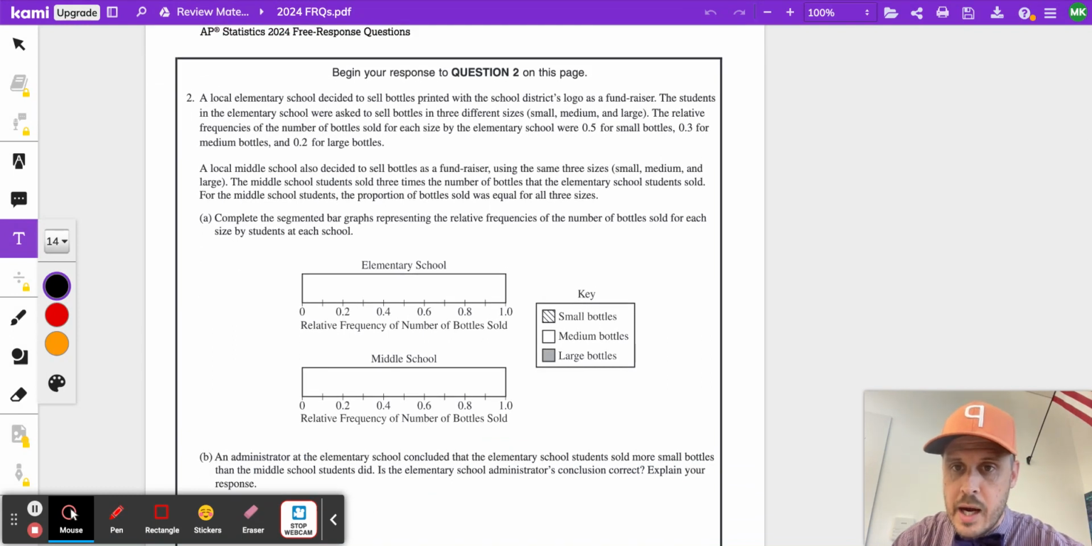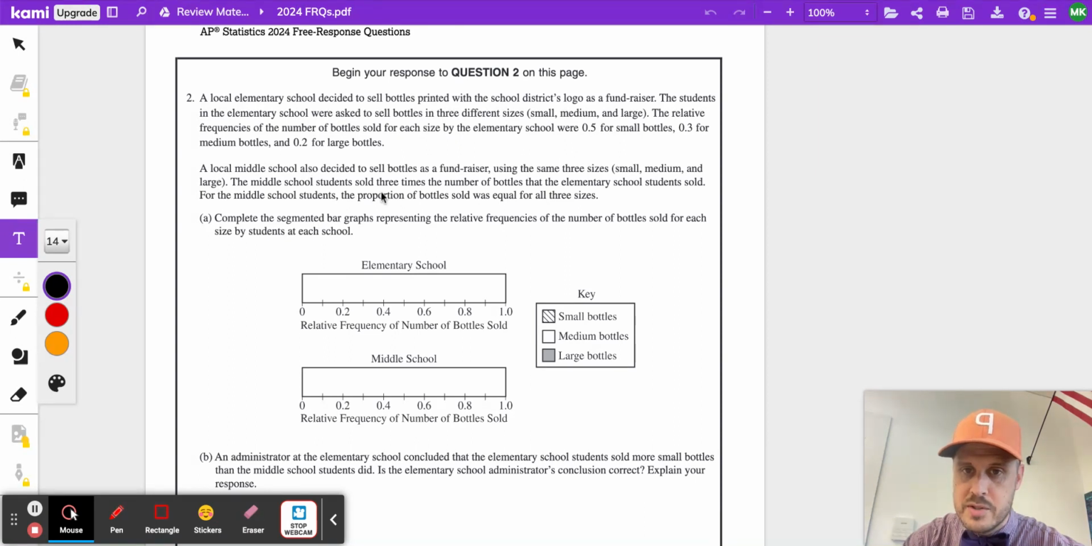Elementary school wants to sell bottles printed with the school district's logo as a fundraiser. The students in elementary school were asked to sell bottles in 3 different sizes. The relative frequencies for the elementary school were 0.5, 0.3, 0.2. So 0.5, 0.3, 0.2, and you want to shade in that bar graph.